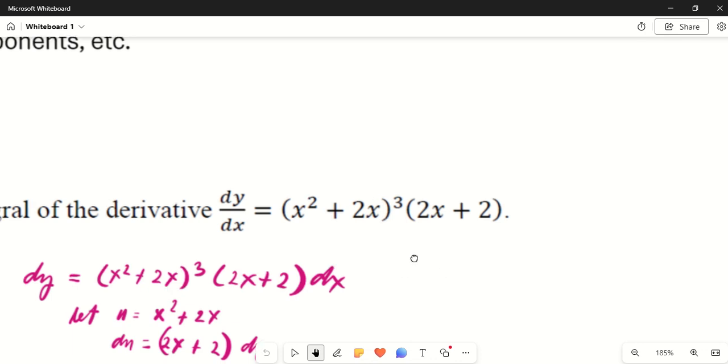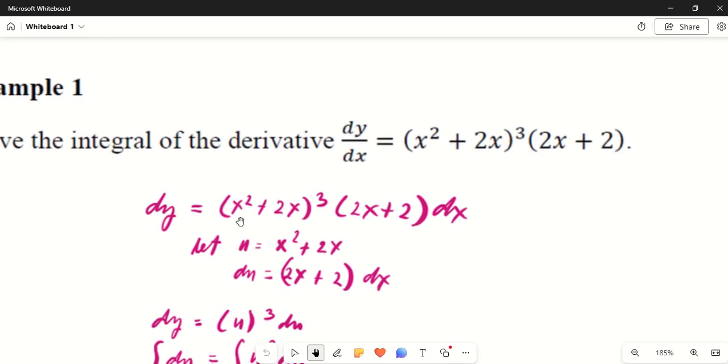Okay, so the first thing that we need to do here is to cross multiply to get rid of the denominator dx. So you'll be having dy is equal to the quantity of x squared plus 2x raised to the third power times, of course, the quantity of 2x plus 2. And this time around, dx is found on the right side of the equation.